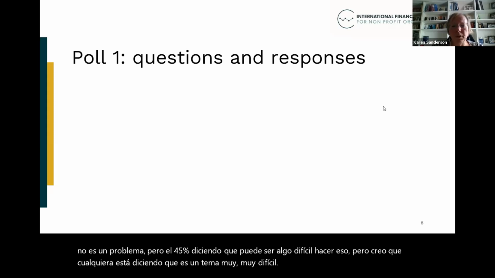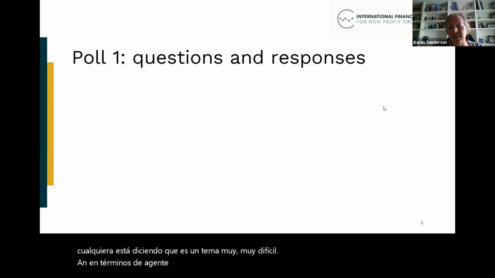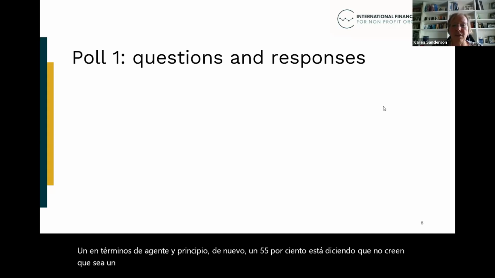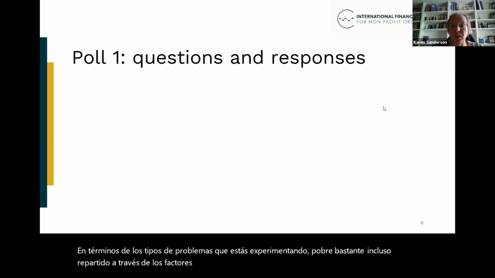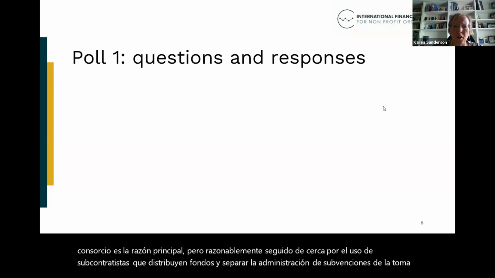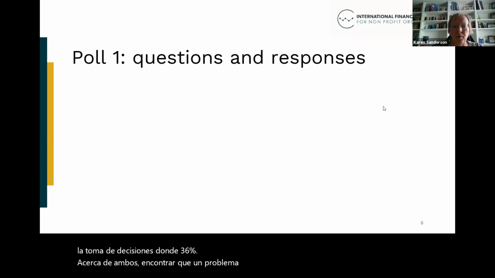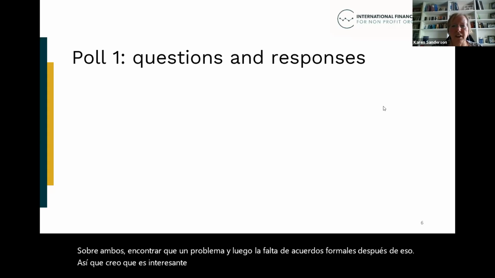In terms of agent and principal, again, 55% are saying that they don't think it's a problem, but 45% of you are saying it's either a real problem or it can be a problem sometimes in terms of what you experience. In terms of the types of issues that you're experiencing, a pretty even spread across the factors that we identified. The most predominant one being part of a consortium is the lead reason, but reasonably closely followed by using subcontractors to distribute funds and separating administration of grants from decision making, where 36% both find that an issue. And then lack of formal agreements following that. So I think it's interesting to see the balance of issues that you encounter, and that actually it is across all of them rather than any particular one that stands out.